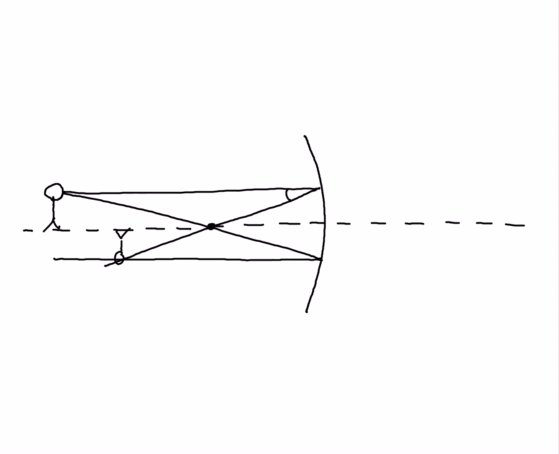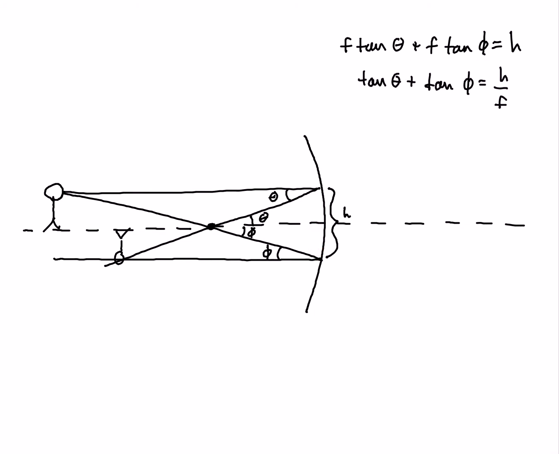Let's consider this situation, and let's label this angle theta and this angle phi, not necessarily the same angle. Let's call this height h. Now by geometry, this angle is theta and this angle is phi. And note that this length here is the focal length. And from these 2 right triangles that are formed, we have that f tangent of theta, which is this height, plus f tangent of phi, which is this height, is equal to h. Dividing both sides by f, we get this.